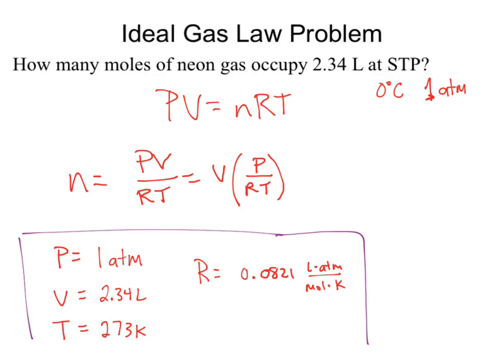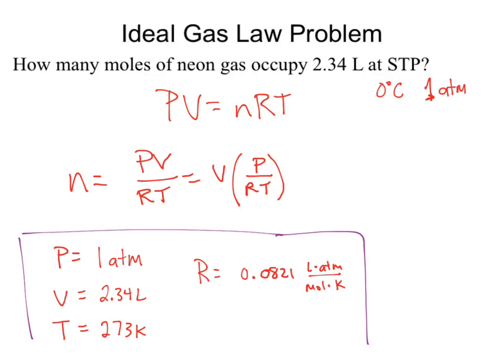Volume, 2.34 liters, given to us in the question. Temperature, 273 Kelvin, because standard temperature is 0 degrees Celsius. And how do we convert Celsius to Kelvin? Add 273.15. Our R value, which you've already seen how well I've memorized it, 0.0821 liters atmospheres per mole Kelvin. Once we've got that information, it's now just rearranging PV equals nRT to give us moles equals PV over RT.